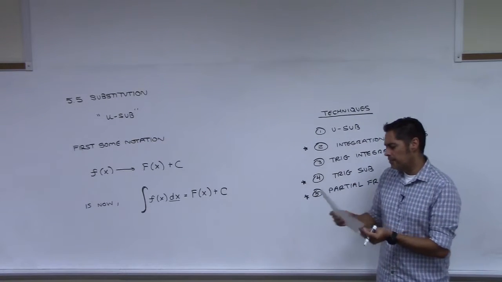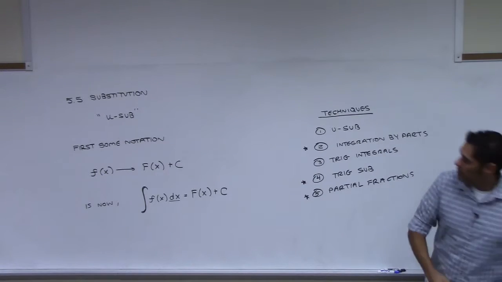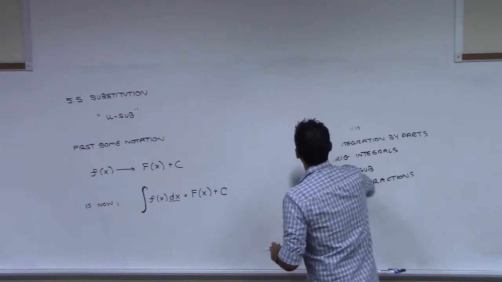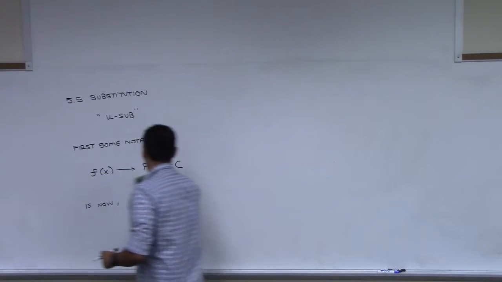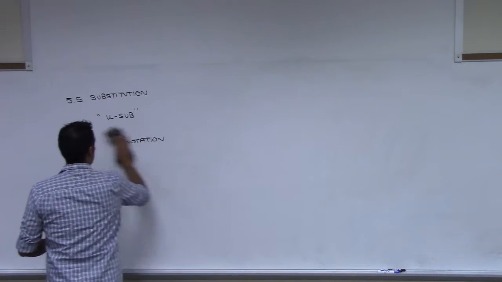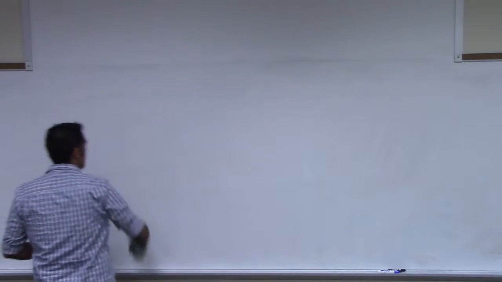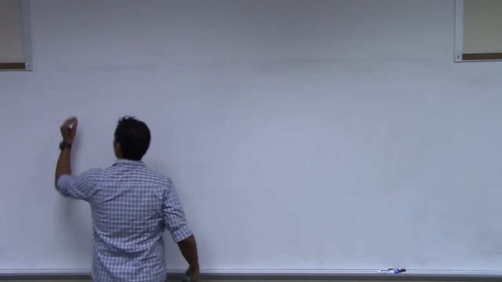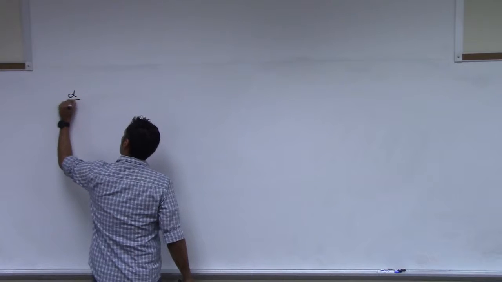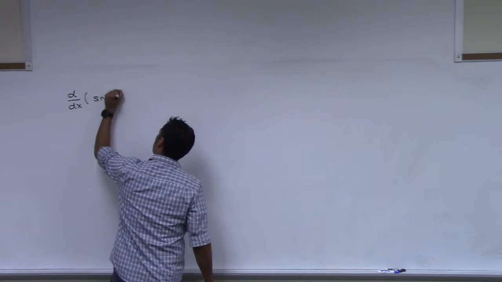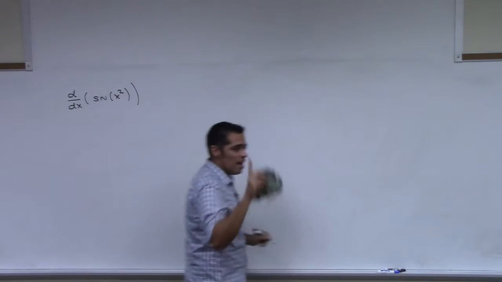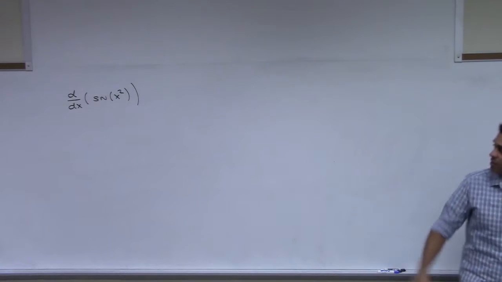5.52 and 5.53. All right. Let's start the U substitution. I know I did a little bit at the end of class last time, but let's really get into it now. So to get us started, what I'm going to do is give you a function. And I believe I have sine of x squared there. And I'm going to ask you a calculus 1 problem, which is to do that.